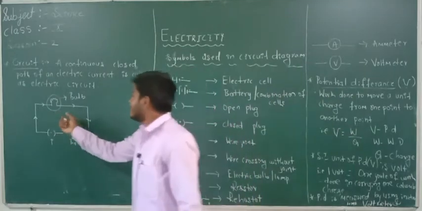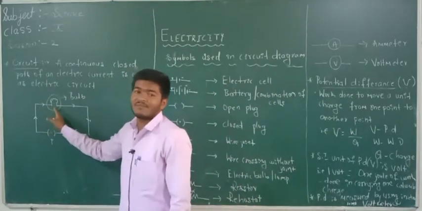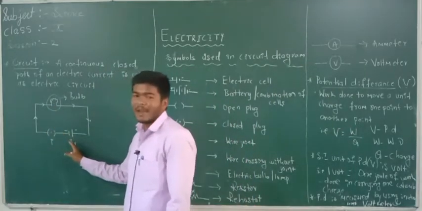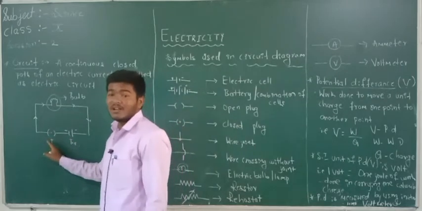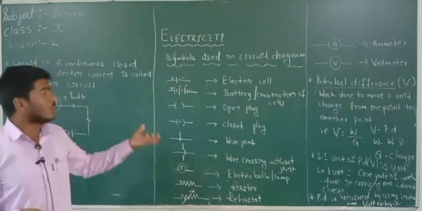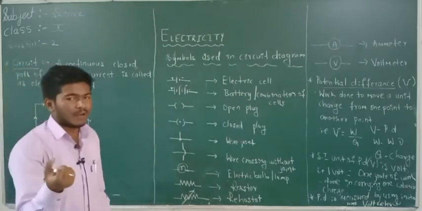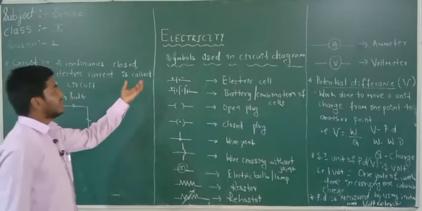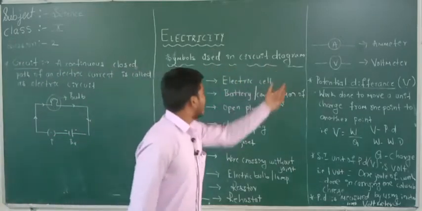For example, in this circuit diagram, this is the symbol of the bulb, this is the symbol of the battery, this is the symbol of the plug. So some symbols are used by the electrical engineers to represent that equipment. So what are those symbols? See here, symbols used in a circuit diagram.